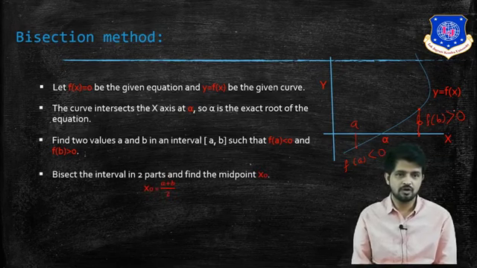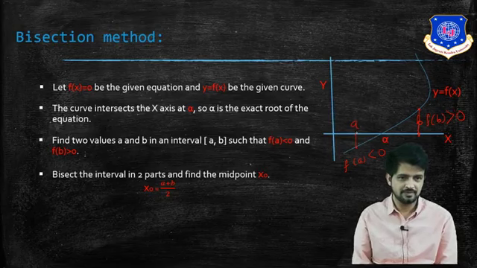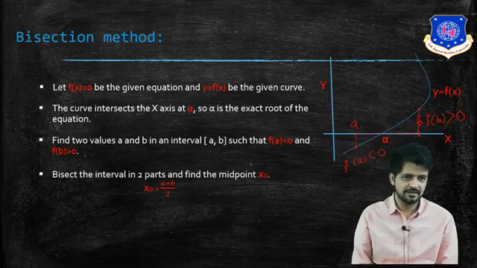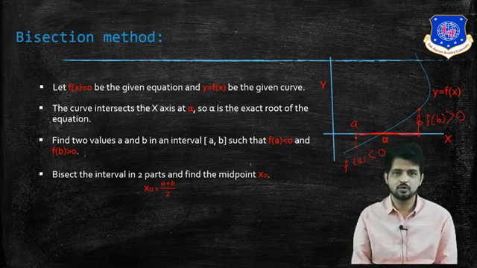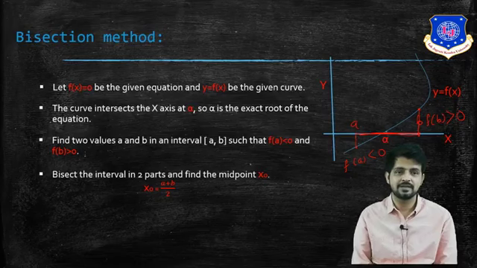Now we have got one interval AB. So this is my interval AB. Now what we have to do? We have to divide this interval in two parts. We have to bisect the interval in between. So if we bisect, I can bisect here.